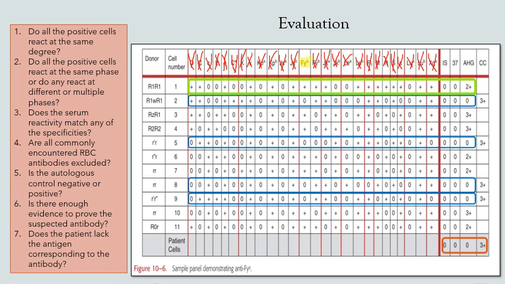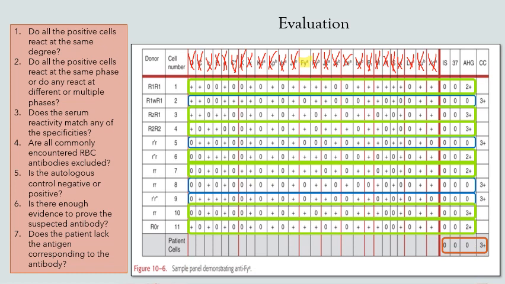For the fifth question, I have mentioned about this earlier already. So let us skip to question number 6. Number 6, is there enough evidence to prove the suspected antibody? Which is FYA. So as you can see here, in all the remaining cell numbers, we can see that FYA is positive.